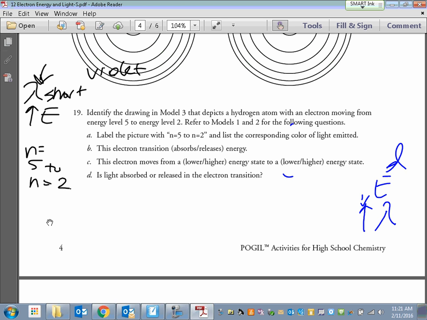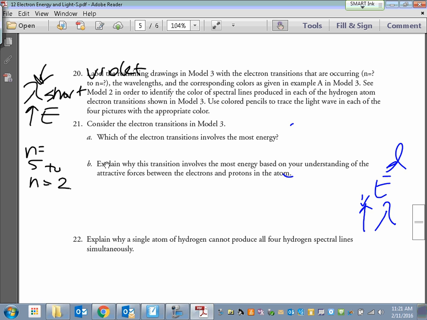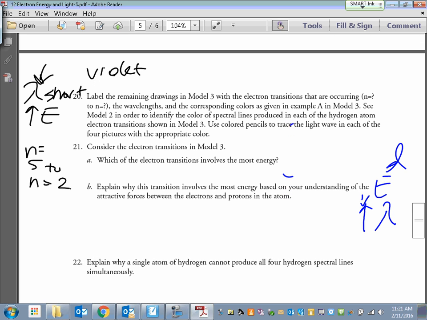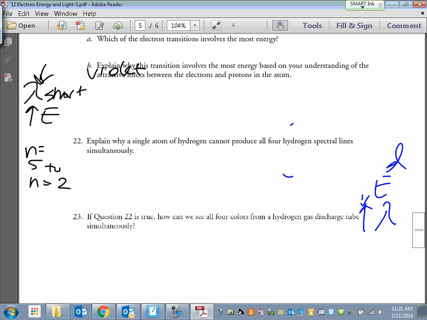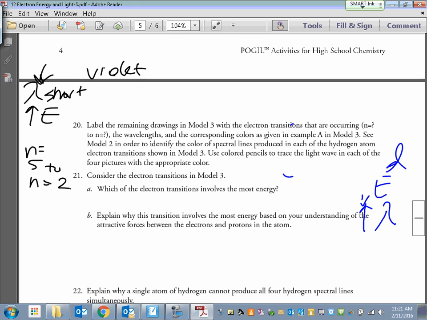And so is light absorbed or released here? Released. And that's only because, so we're saying light, because this energy falls in this narrow spectrum of where visible light exists. Okay, look at 20. Actually, I think we're good here, because some of this gets repetitive.